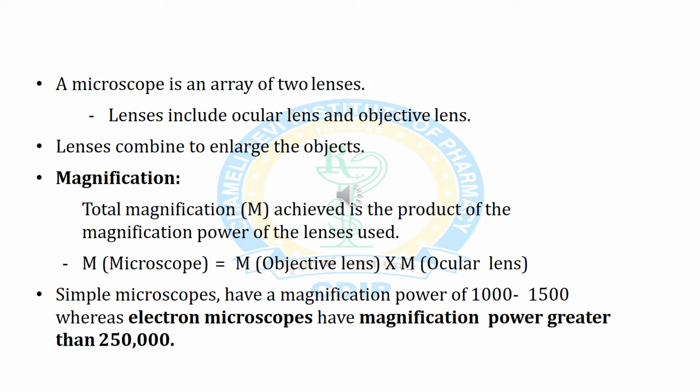The next terminology is magnification. Total magnification achieved is the product of the magnification power of the lenses used. So magnification equals objective lens times ocular lens. A simple microscope has a magnification power of 1000 to 1500, whereas an electron microscope has a magnification power greater than 2,50,000.